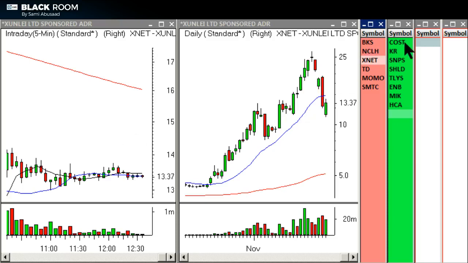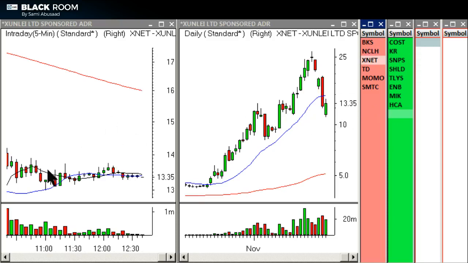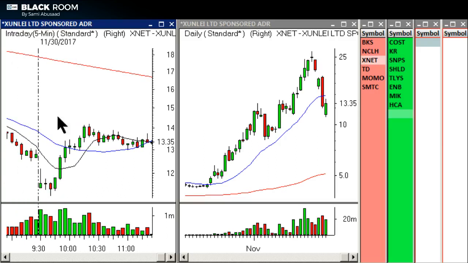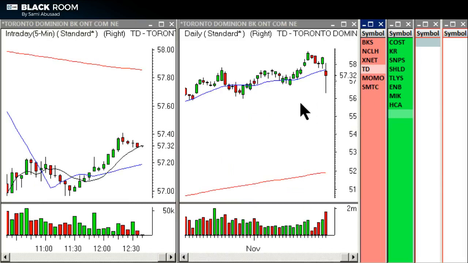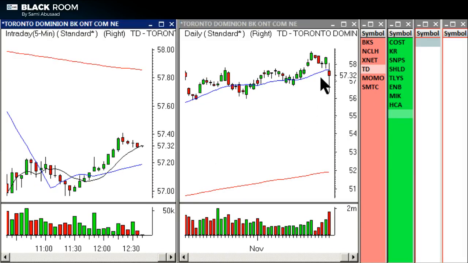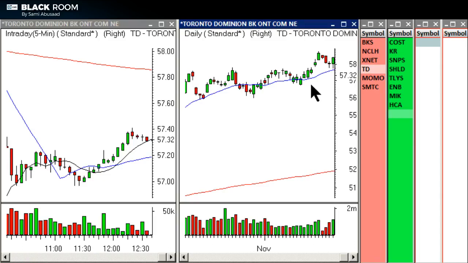So I look for the gaps to give me a bias, and then the intraday charts, the multiple time frames, for a pattern. So the XNet was also mentioned long, but it didn't have a great chart pattern. The TD, this was also found later on. I didn't find it pre-market, but look at it.